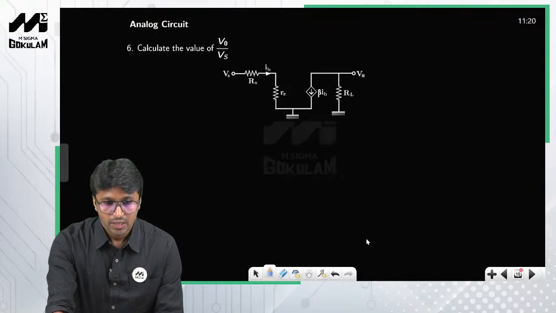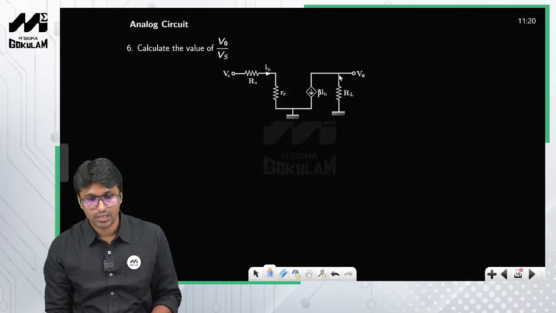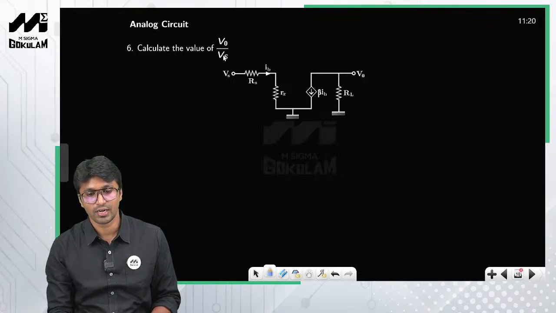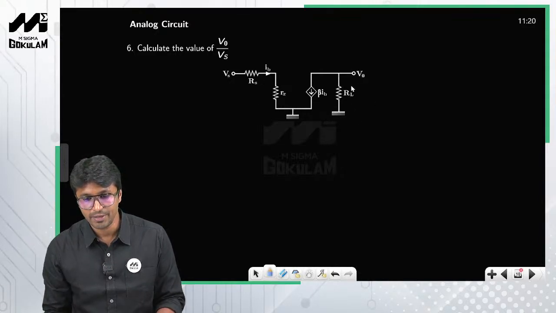Now look at this particular question, again a question from analog electronics. A circuit is given to you, a small signal equivalent is already given, and you are asked to calculate the voltage gain, right? So V0 by Vs. Now listen, this is beta IB. So what will be the voltage V0? V0 is nothing but the voltage across the resistor RL. So this is nothing but V0.